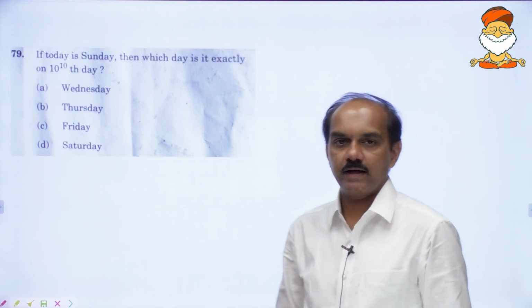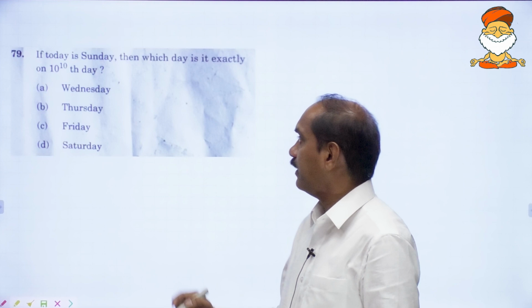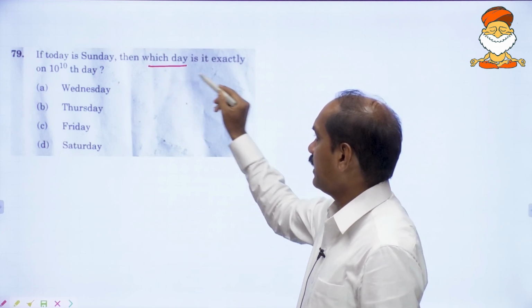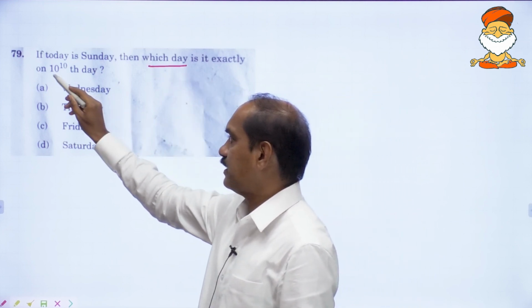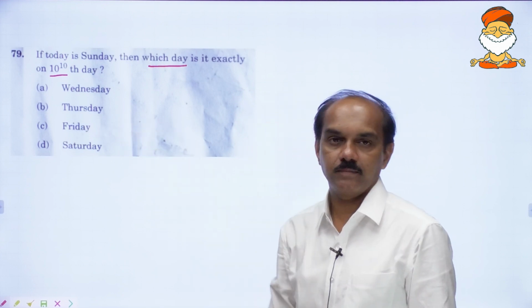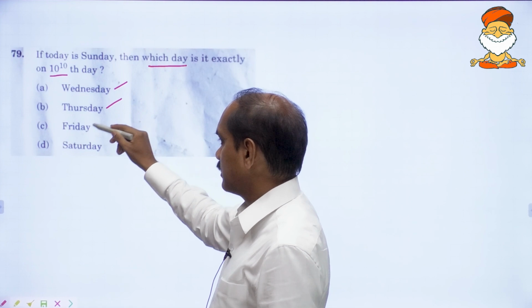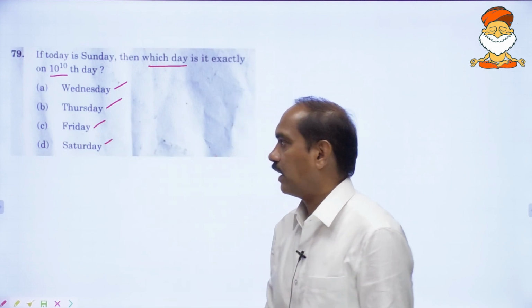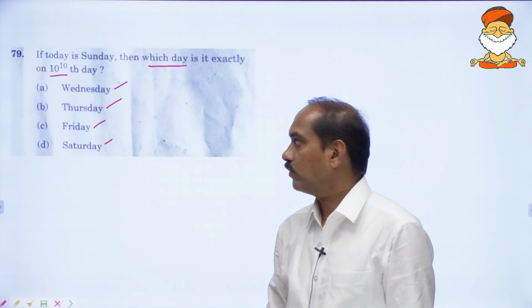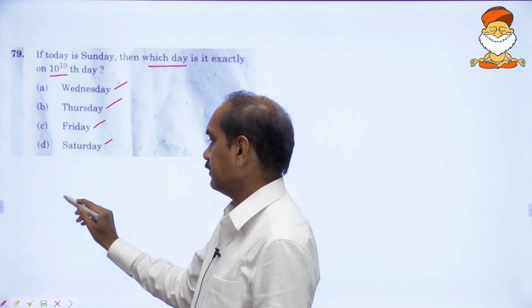If today is Sunday, then which day is it exactly 10 to the power 10th day? And these are your options: Wednesday, Thursday, Friday and Saturday. 10 to the power 10.